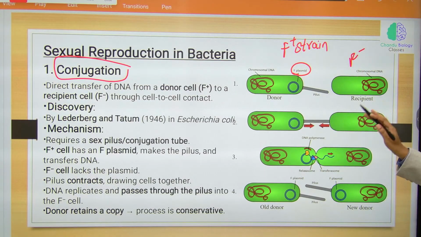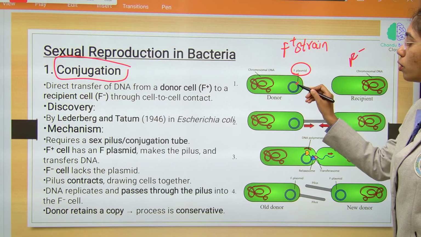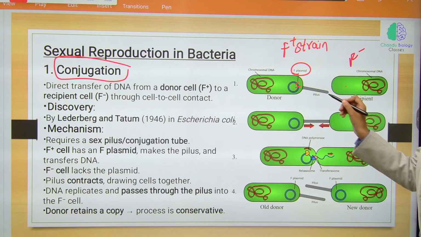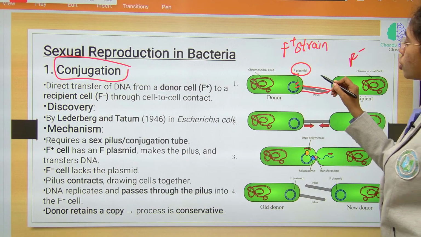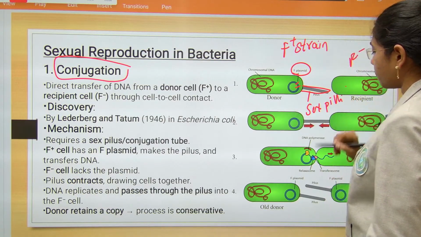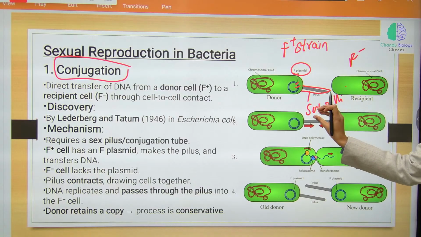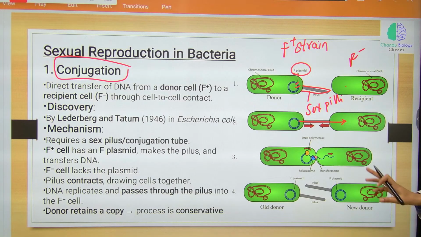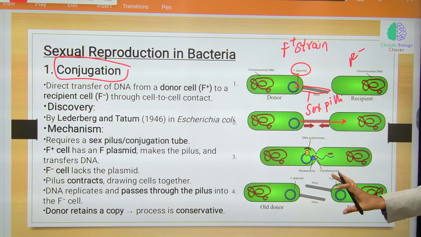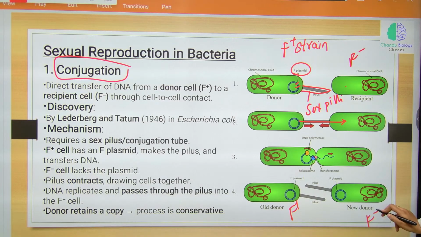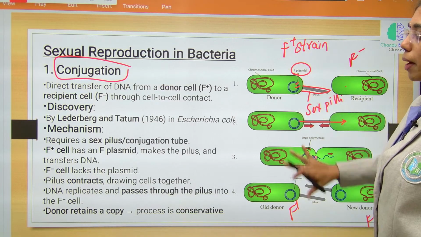Fine, right? Now from F plus strain, a small amount of F factor will be transferred to F minus strain via pilus or pili, which is also known as sex pilus or sex pili. Through this sex pili, the F factor from F plus strain will be transmitted to F minus strain. Thereby, in the products you will see both the daughter cells with F factor, F plus strains. Clear, right? So, this is about conjugation.